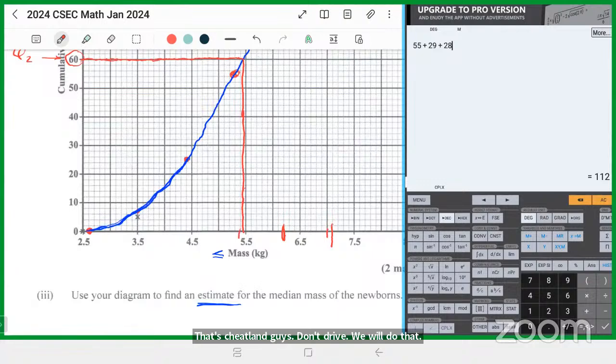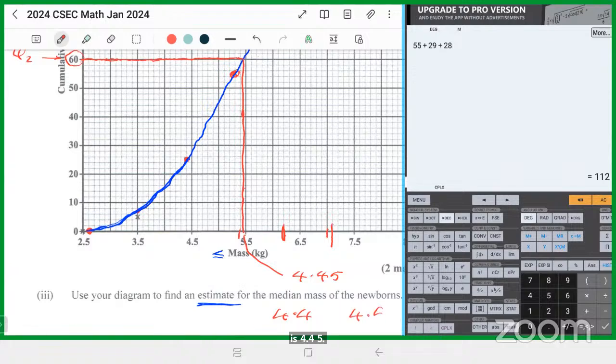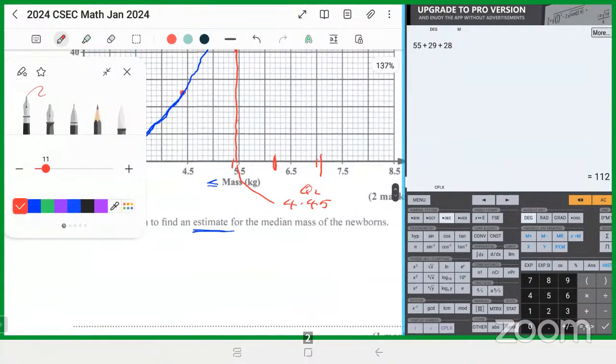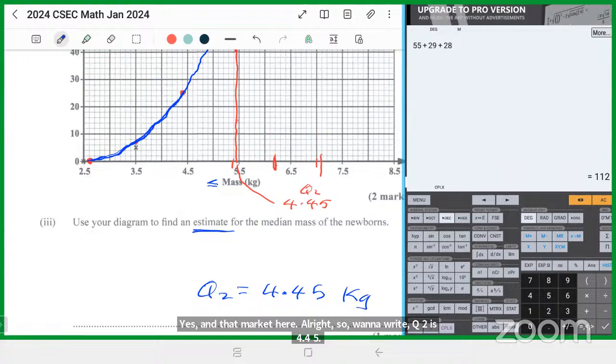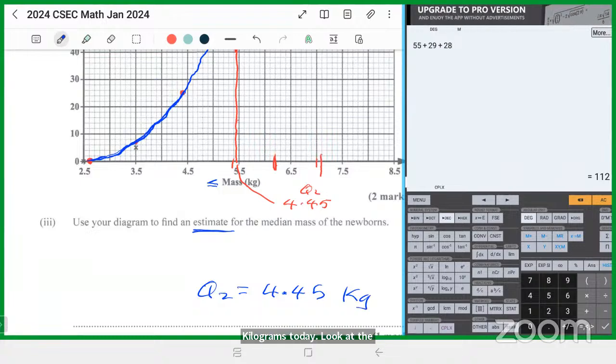So right here, remember, is 4.4. So in between here is 4.45. In between 4.4 and 4.5 is this 4.45. That value there is my Q2 value, based on that mark right there. All right, so we're going to write median Q2 is 4.45 kilograms today. Looking at the video, you're going to see 4.5, but you will also see why I put 4.5 for this question.